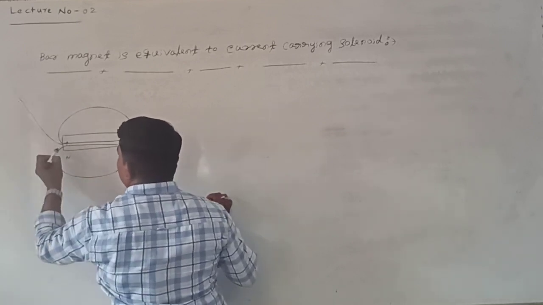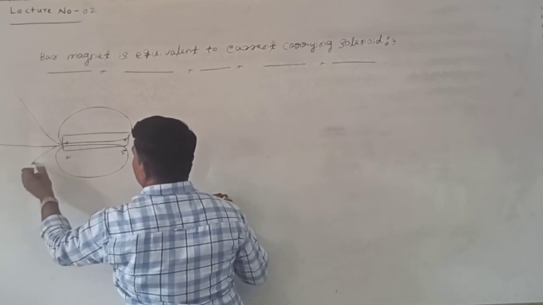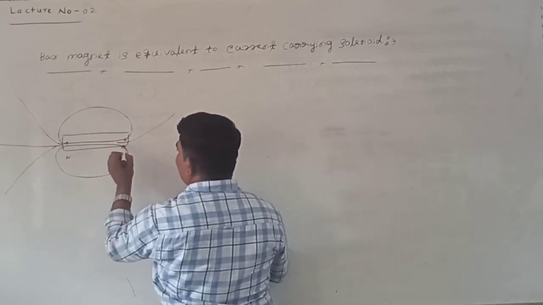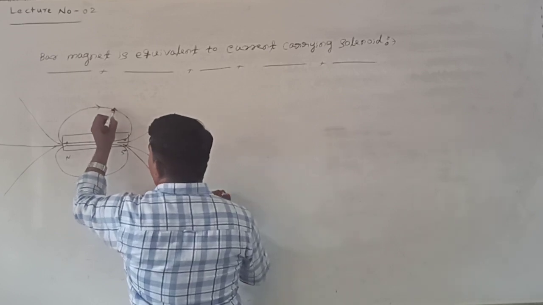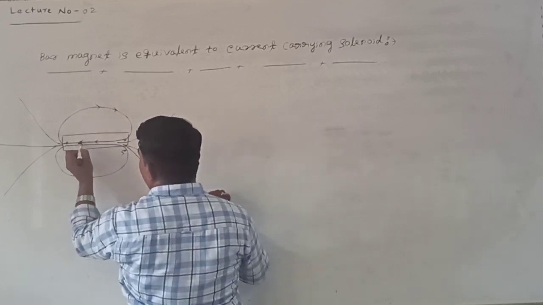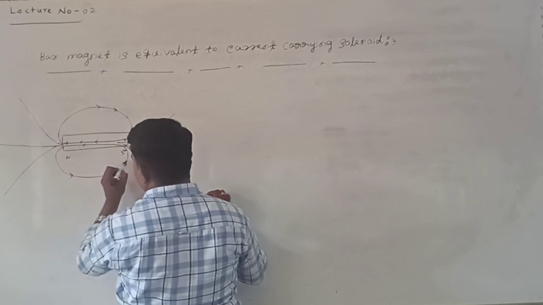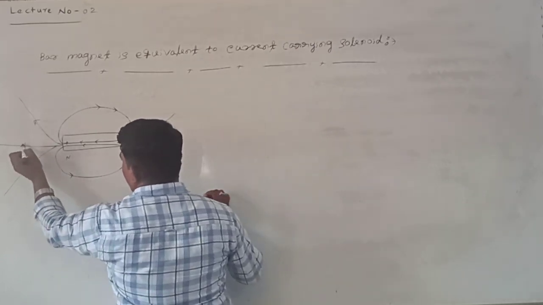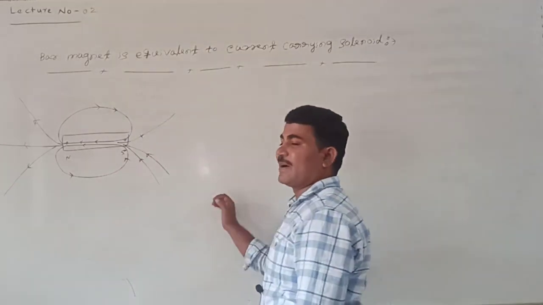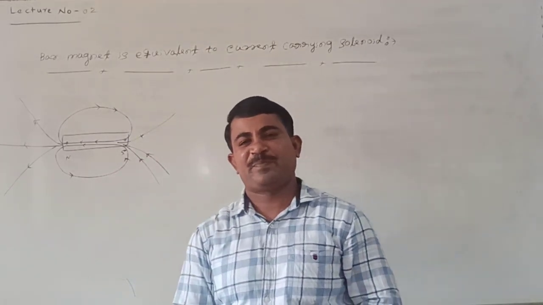How will they go? They must go like this. The magnetic field lines of the bar magnet you have already seen in the last class. How must the direction be? Outside from north pole to south pole, inside from south pole to north pole. This is the magnetic field of the bar magnet.